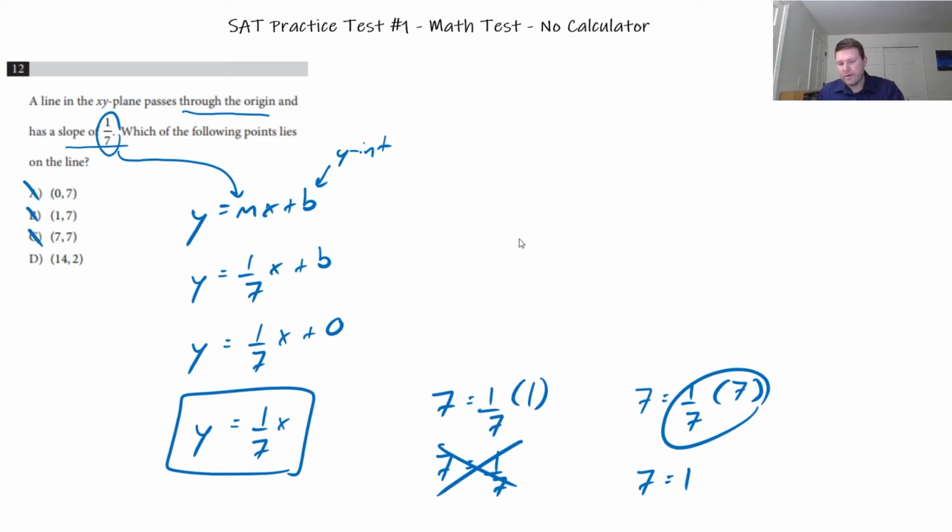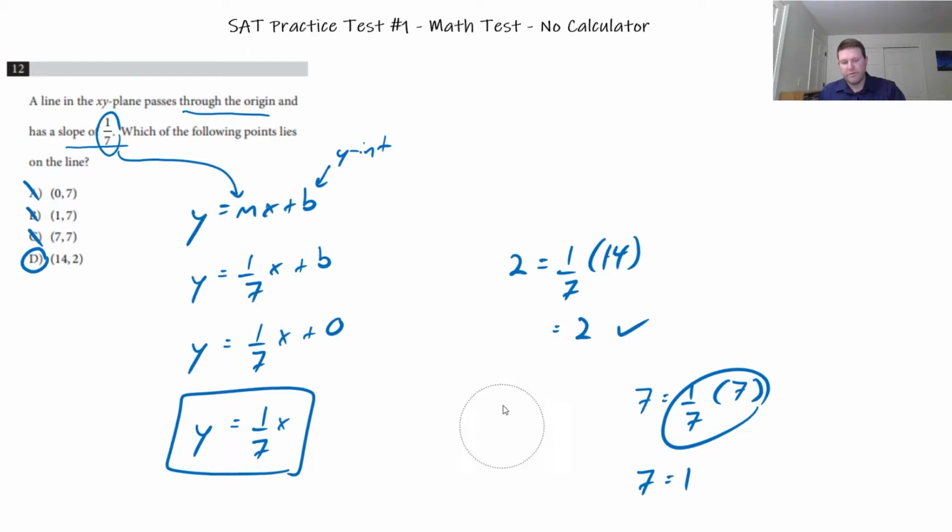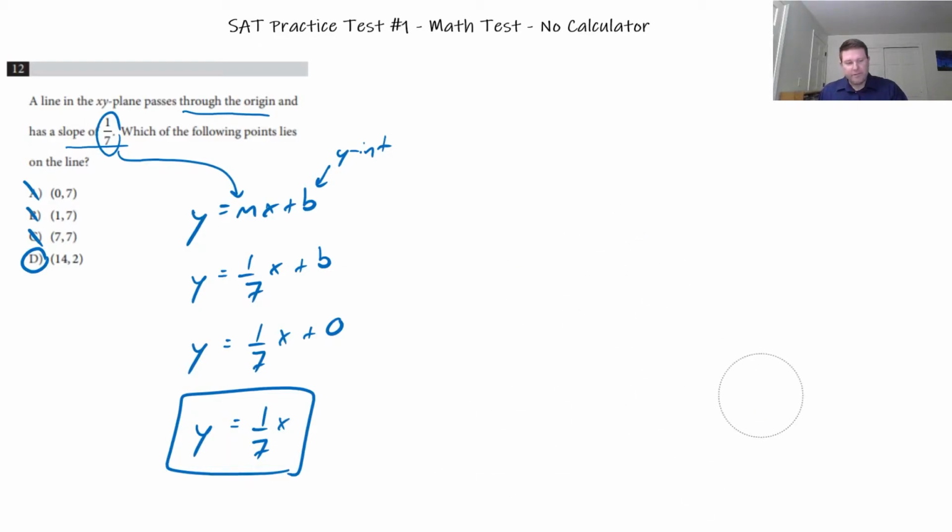And I do recommend plugging in the last option even if you've eliminated everything, just to make sure that you didn't mess anything up, right? So this will be 2 equals 1/7 times 14. And then 1/7 times 14 is just 2, and you can see that the point's on the line, so you can confidently choose D. Now, the other way you can go about this, let me just make some room here, is you can graph it.